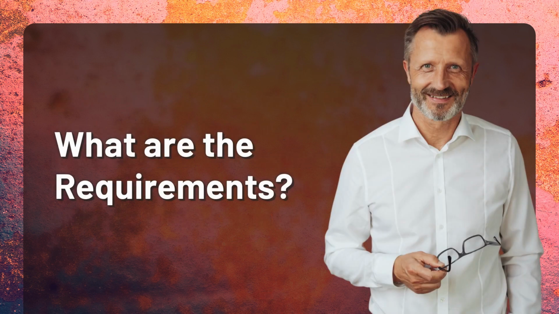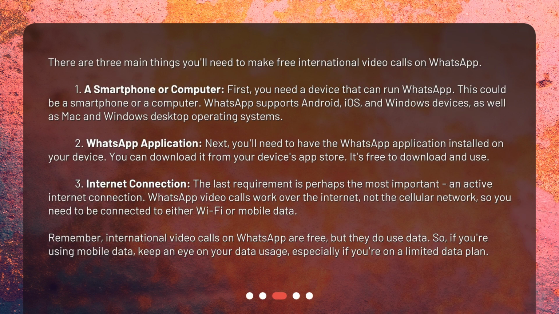What are the requirements? There are three main things you'll need to make free international video calls on WhatsApp. 1. A smartphone or computer. First, you need a device that can run WhatsApp. This could be a smartphone or a computer. WhatsApp supports Android, iOS, and Windows devices, as well as Mac and Windows desktop operating systems.